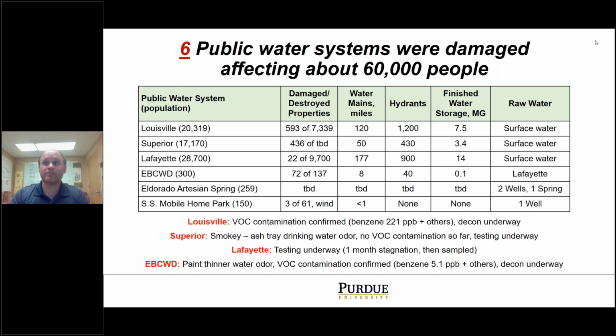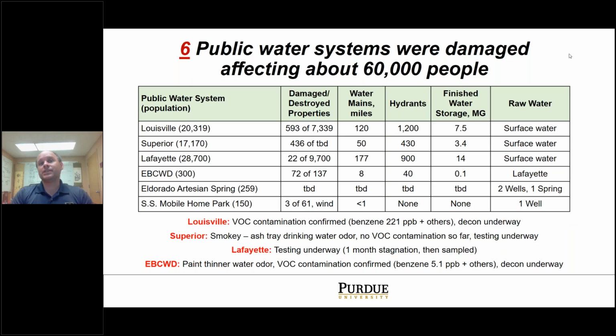Now, to kind of give you some perspective about how big these systems were, Louisville, Superior, and Lafayette had the largest number of people. In the big scheme of things, this fire was only 6,000 acres. So it wasn't like the Camp Fire, which was 153,000 acres. It did have some damage to different water systems of various sizes, water main lengths, hydrants, and finished water storage. The smaller water systems, East Boulder, El Dorado, and Sans Souci, didn't really have much finished water storage. They didn't really have many hydrants and such, and they were primarily groundwater systems. There was contamination in the systems.